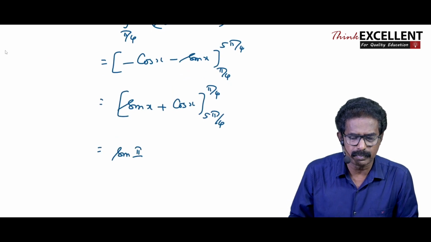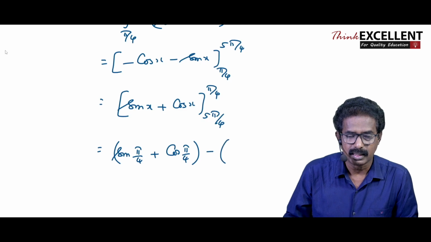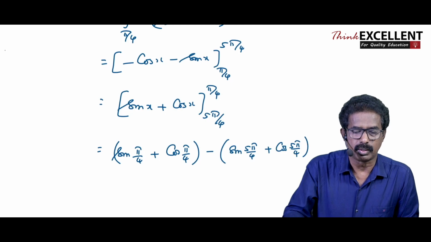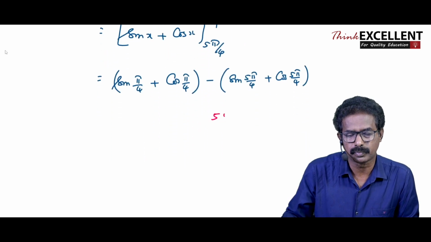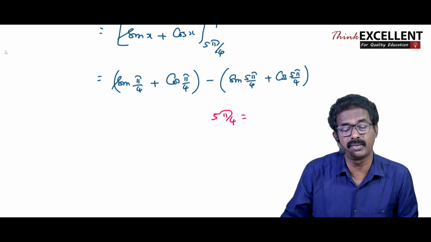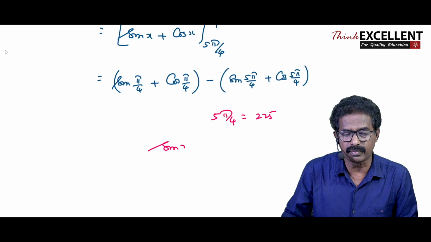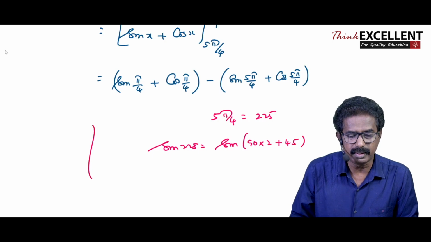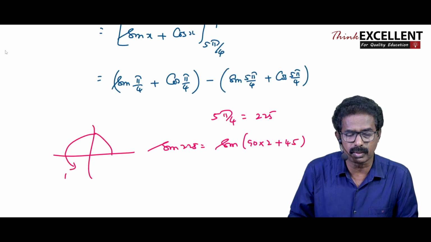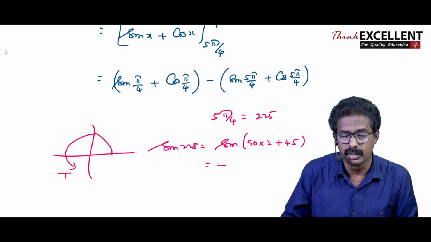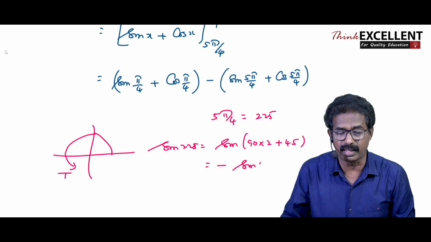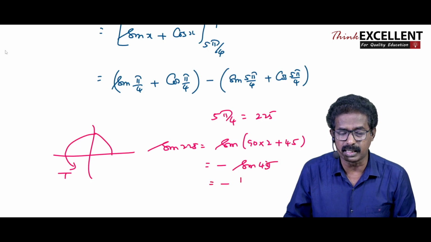sin pi by 4 plus cos pi by 4, that you know at 45 is 1/√2. Next we have to be careful: minus of sin 5 pi by 4 plus cos 5 pi by 4. We find those two separately and substitute here. So 5 pi by 4, pi by 4 is 45, 45 into 5 is 225. So we want sin 225. That is sin of 90 into 2 plus 45, correct? 90 into 2 is 180, plus 45, it comes in the third quarter. There tan is positive, sin is negative. Since it is 2, an even number, the same ratio, sin 45. So sin 45 is minus 1/√2.